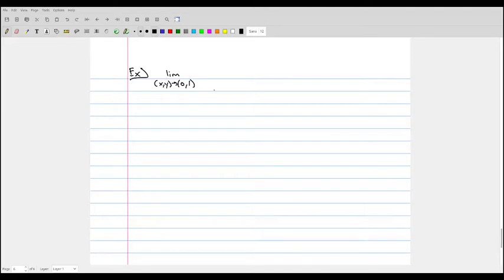Take the limit as (x, y) goes to the point (0, 1) of the function x minus xy plus 3 over x squared times y plus 5xy minus y cubed.